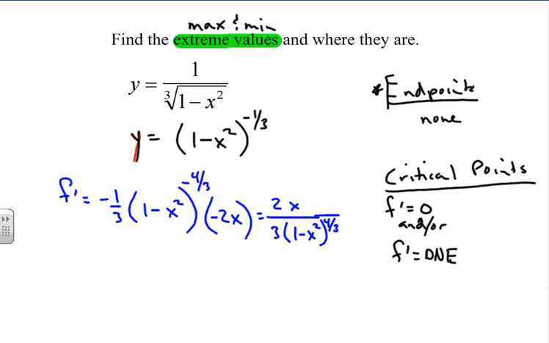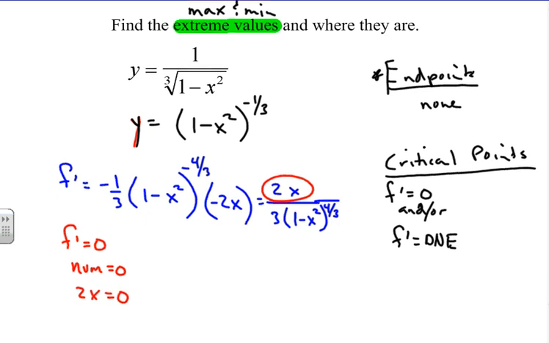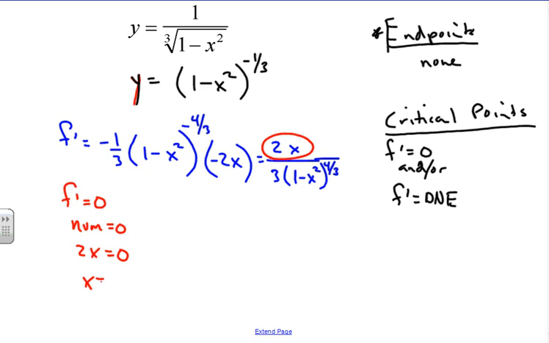Okay, so we'll look now at our critical points. Where does f prime equal 0, if anywhere? We look at our numerator and set that equal to 0. So we take 2x equal to 0, and we notice that when x equals 0, that appears to be a critical value. To find the actual value at 0, I plug it into the original function.